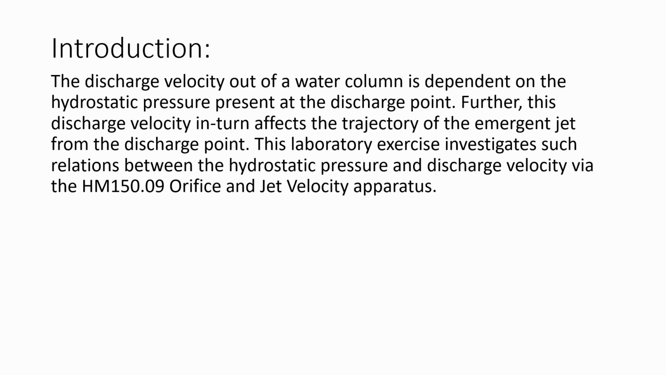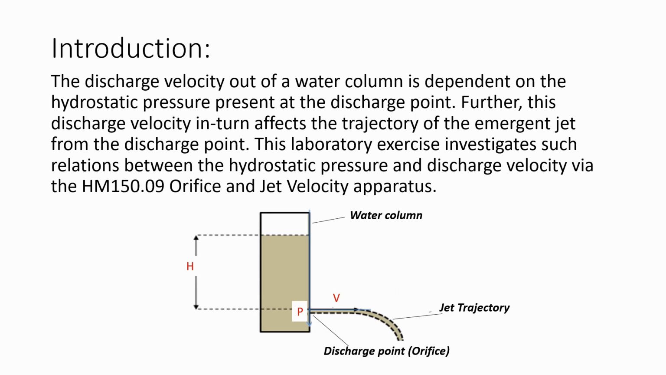Here we can see the water column where we have a water height of h. The pressure at the exit point is P, and the velocity of the water exiting the exit point is given as V. Now the discharge point is termed the orifice. The orifice is nothing more than an aperture by which the fluid exits through the water column. What this lab seeks to impress upon you is that the trajectory depends upon the velocity which exits the orifice, which in turn depends upon the pressure at the exit point of the orifice, and this in turn is dependent upon the height of the water within the water column.